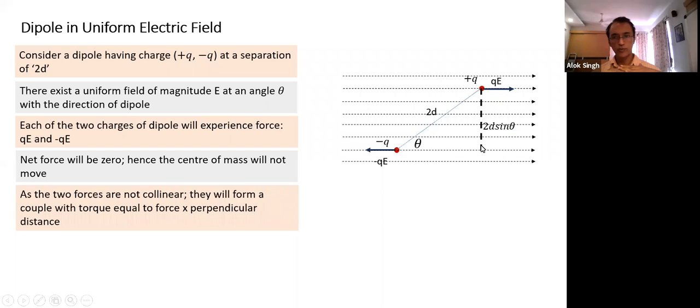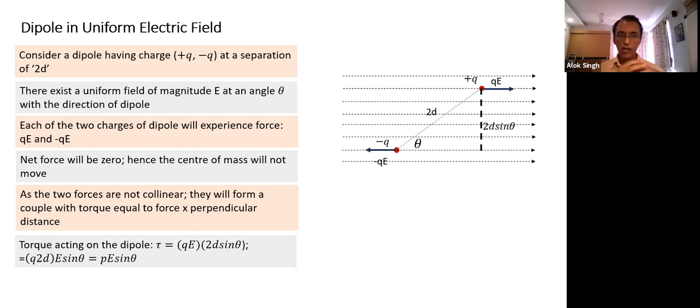So what is the torque due to this couple? Force multiplied by perpendicular distance. So let's write the value of torque here. A dipole placed in a uniform electric field will not experience a net force, it will experience a torque due to the couple. The value of the torque acting on the dipole is equal to the force, which is QE, multiplied by 2d sine theta. We'll slightly rearrange the terms.